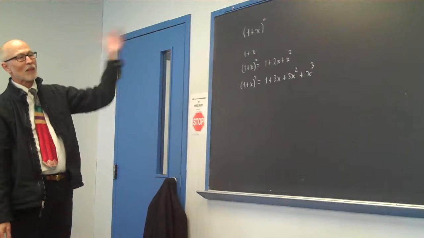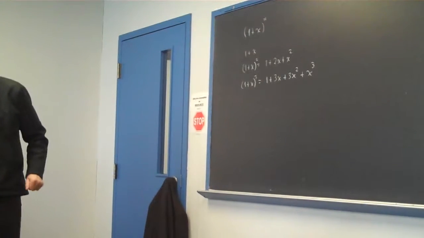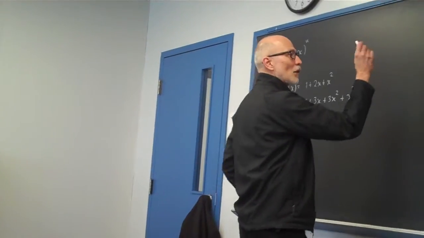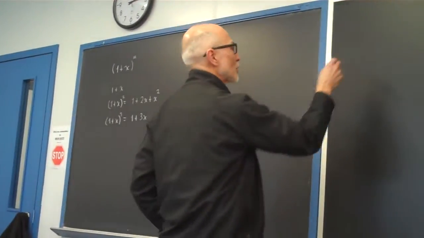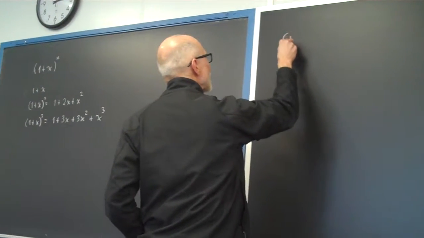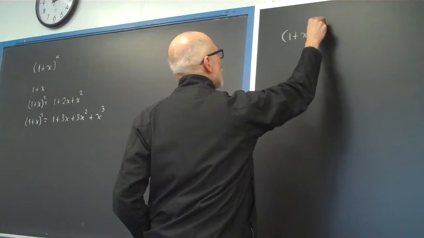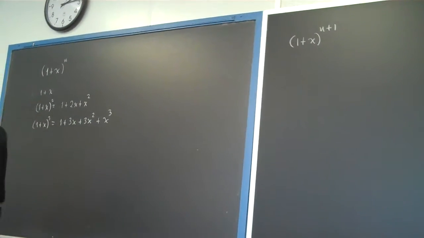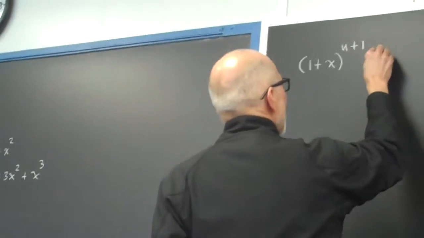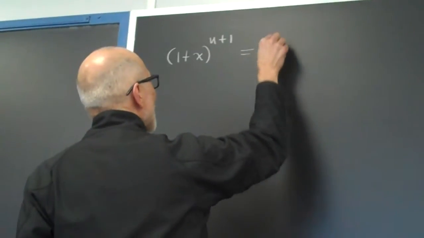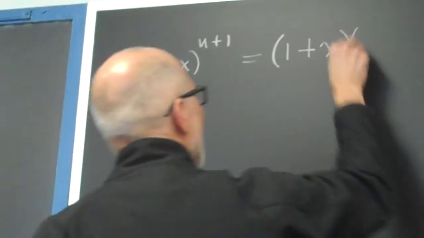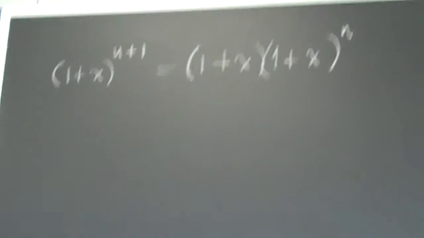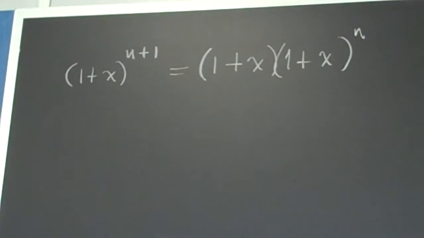So let's just talk about generating Pascal's triangle. There's a rule to generate Pascal's triangle, which everybody probably knows. But I want to consider how this rule comes about. And the rule comes about like this. If I take 1 plus x raised to the n plus 1 power, of course, that's 1 plus x times 1 plus x to the n. I mean, this is fairly obvious, right?